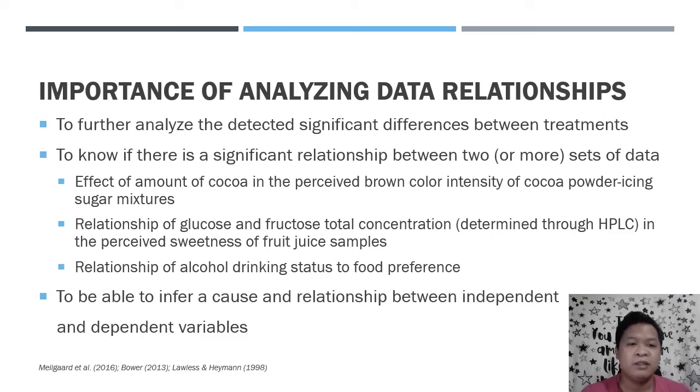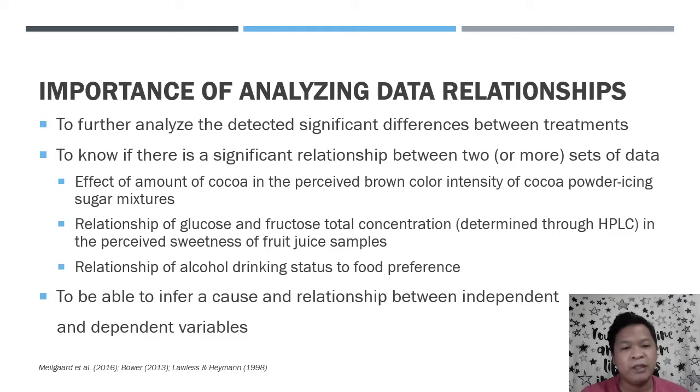You may also want to see if there's a significant relationship between two or more sets of data, such as, in the given examples, the effect of cocoa powder on brown color intensity in powder icing sugar mixtures, or the relationship of the total glucose and fructose concentration, as determined through high performance liquid chromatography, to the perceived sweetness of fruit juice samples.